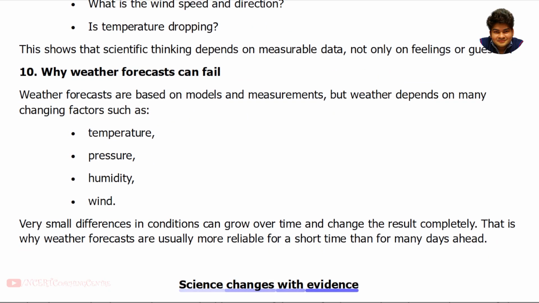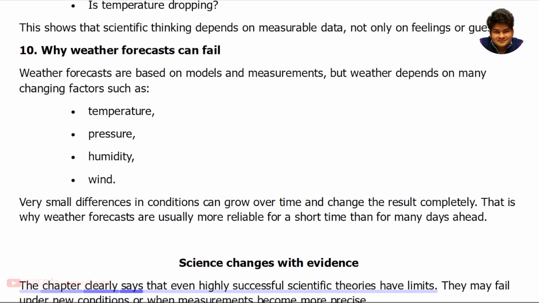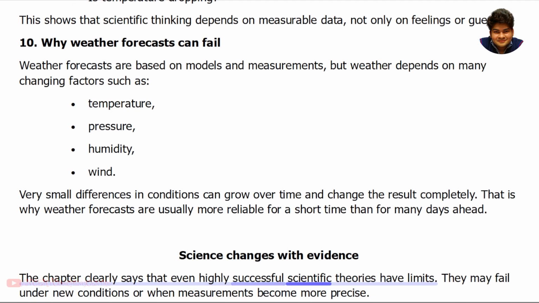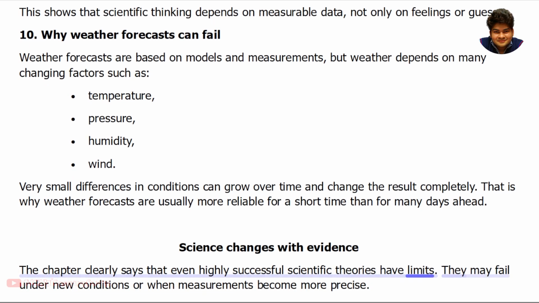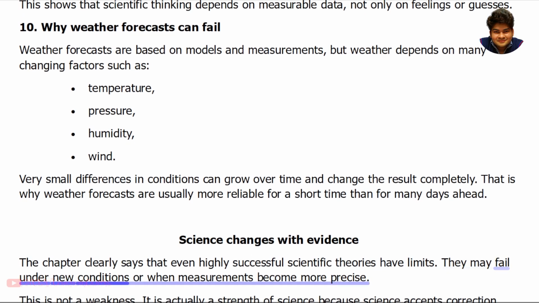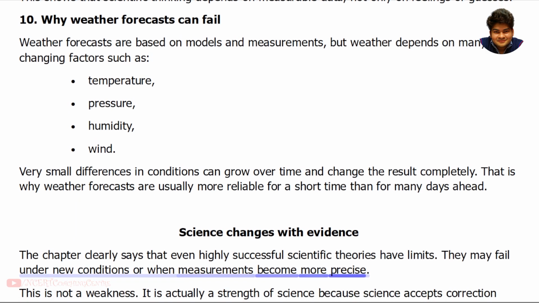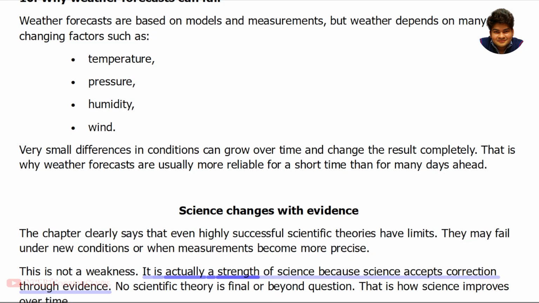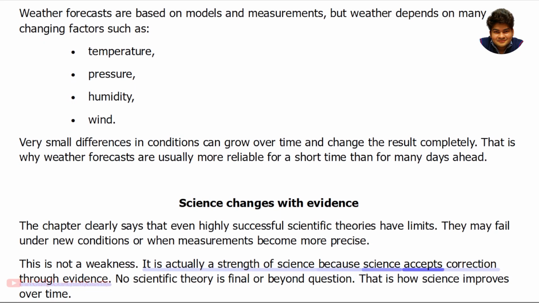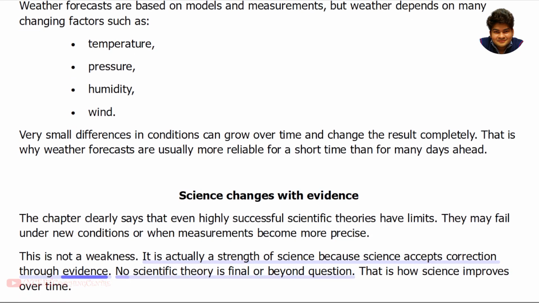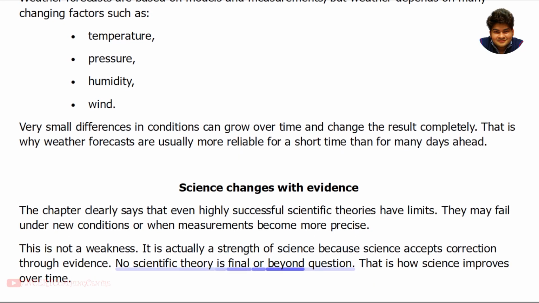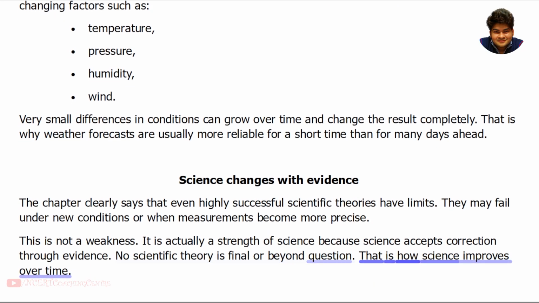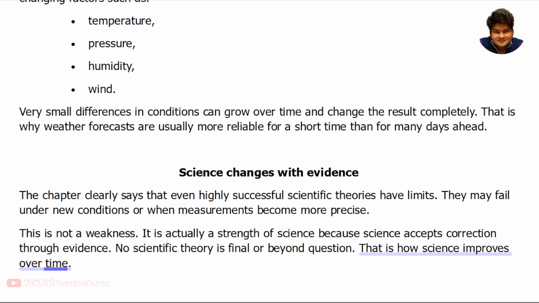Science changes with evidence. The chapter clearly says that even highly successful scientific theories have limits. They may fail under new conditions or when measurements become more precise. This is not a weakness. It is actually a strength of science because science accepts correction through evidence. No scientific theory is final or beyond question. That is how science improves over time.